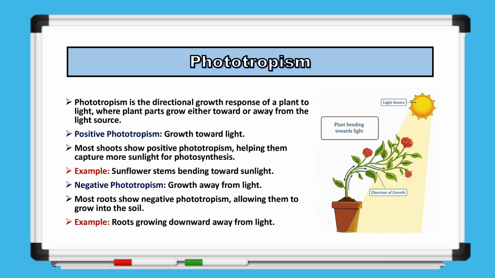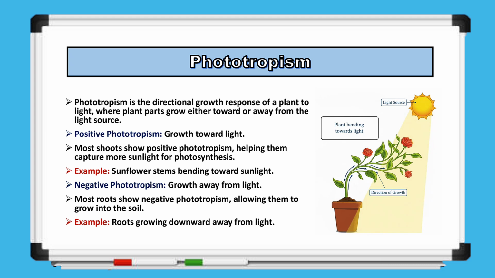Positive phototropism occurs when a plant grows towards light. Most shoots display this response because growing towards light helps them receive maximum sunlight, which is necessary for photosynthesis and food production. A common example of this is when plant stems bend or grow in the direction of sunlight.